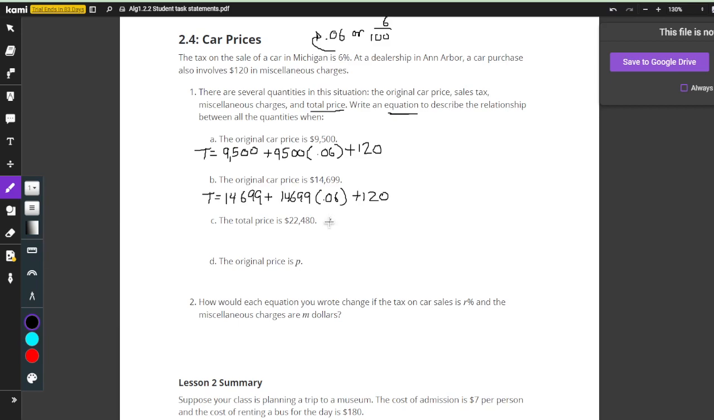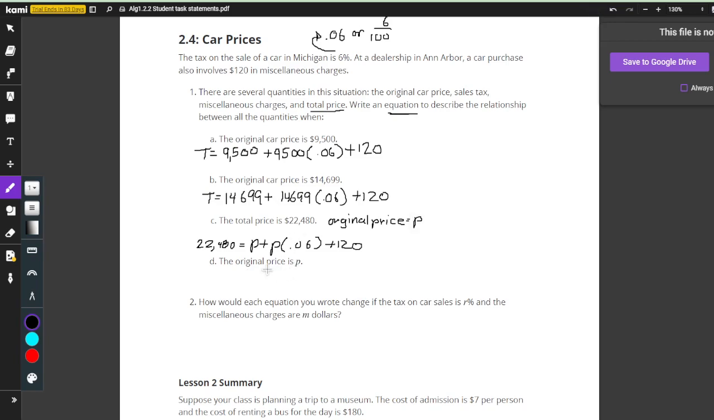So we need to know what the original price is. Well, if we don't know, we have to make up something. So in this case, our original price is going to be P. We're going to say original price is P. Okay? So then total price, we're going to use the same equation. So total price is 22,480 is equal to, and then we don't know the original price, so we know this is going to be P plus P times 0.06 plus 120. And there you go. We just swapped them. Instead of having total price being a letter, we have original price being a letter.